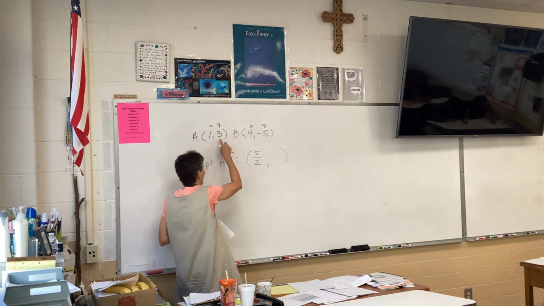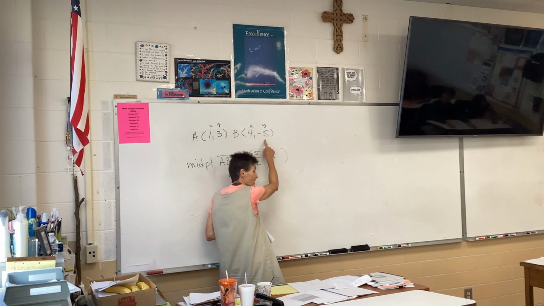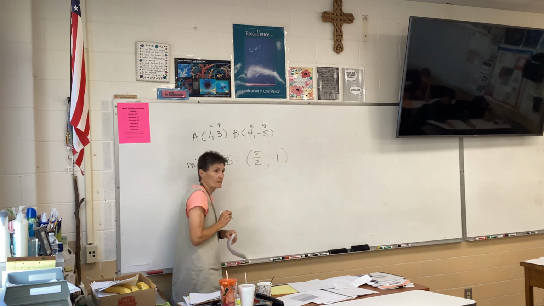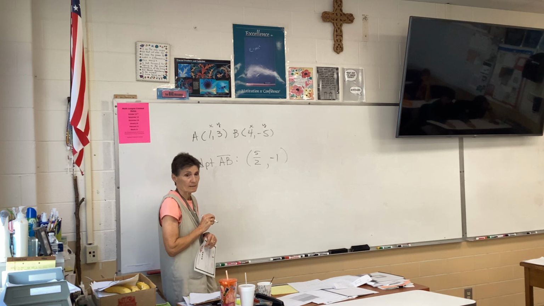And then what? 3 plus negative 5, negative 2, divided by 2, negative 1. How do we find midpoint? We average. Add them, divide by 2.